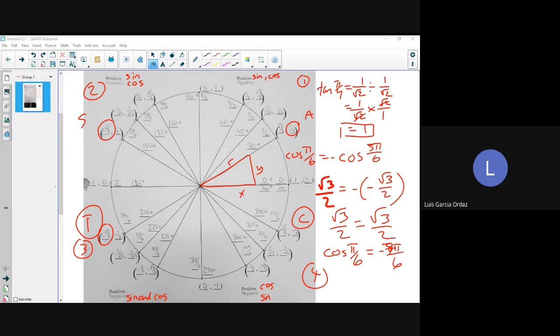So what we can do to determine where the terminal arm ends up is divide each quadrant into 30 degree intervals. So we have 30, 60, 90, 120, 150, 180, 210, 240, 270, 300, and 330. And then obviously the last one is 360. Because it's a positive angle, 7 pi over 6, we're just going to count seven portions counterclockwise. 1, 2, 3, 4, 5, 6, 7.